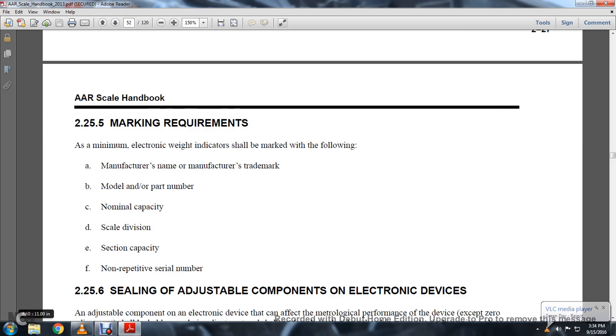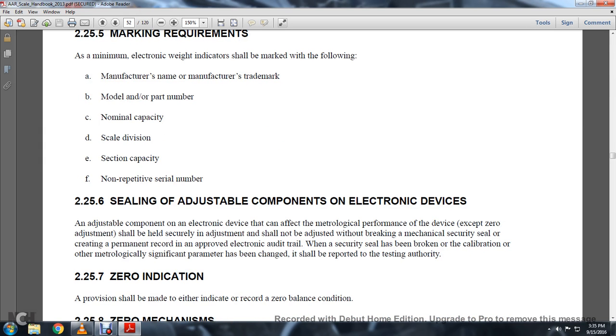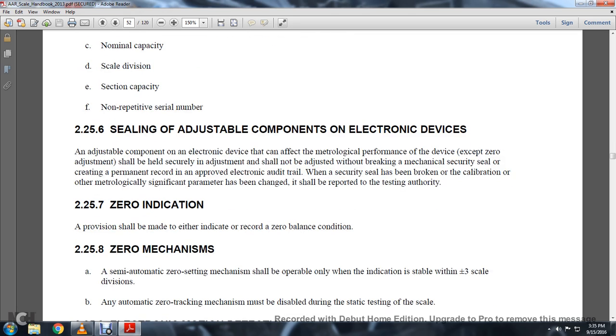225.5 Marking requirements. At minimum, the electronic weight indicator should be marked with the following: manufacturer's name, trademark, model and part number, nominal capacity, scale division, sectional capacity, and non-repetitive serial number. 225.6 Sealing of adjustable components for the electronic device. All adjustment components of the electronic device that affect the metrological performance of the device, except for the zero adjustment, shall be secured. Adjustment should not be possible without breaking a mechanical security seal or creating a permanent record in an approved electronic audit trail. When the security seal has been broken, or the calibration or other metrologically significant parameter has been changed, it shall be reported to the testing authority.